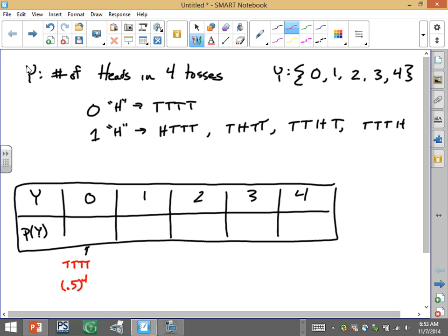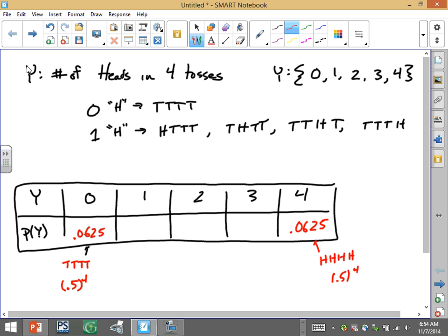0.5 to the fourth. You could write that as 1 over 16 if you'd like. We'll go ahead and do it as a decimal kind of here in a second to make a little bit more sense as we go. Probably the next easiest one to calculate would be 4 heads. Well, that's just heads, heads, heads, heads, which would be, again, 0.5 to the fourth, which is 0.0625.